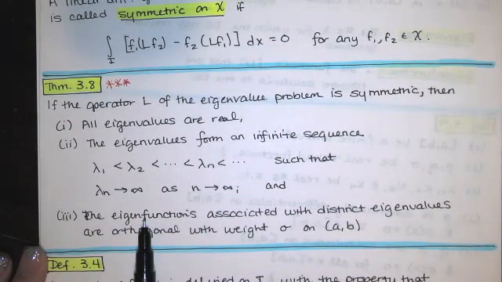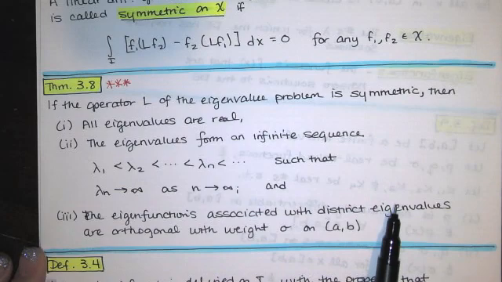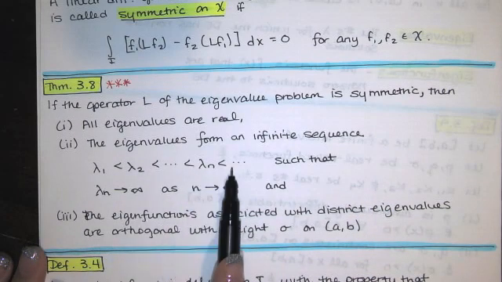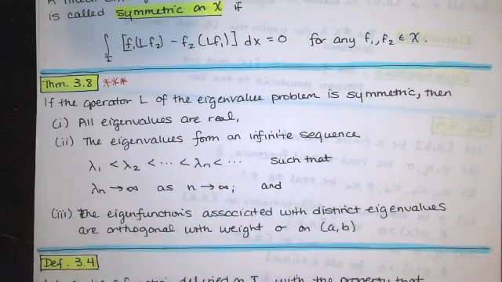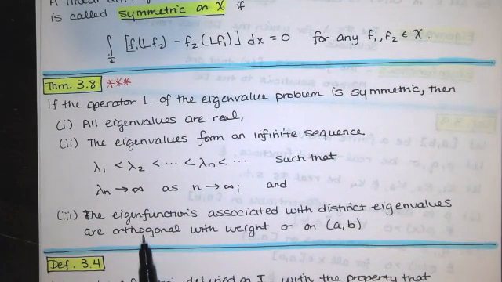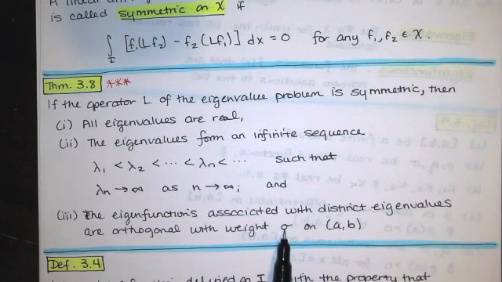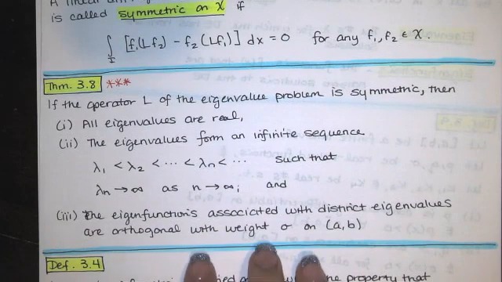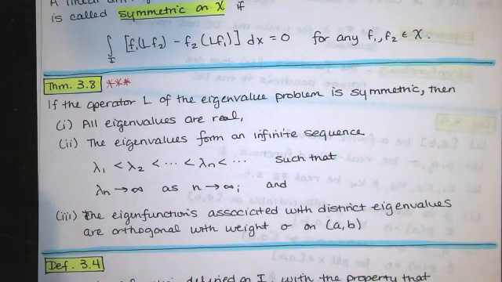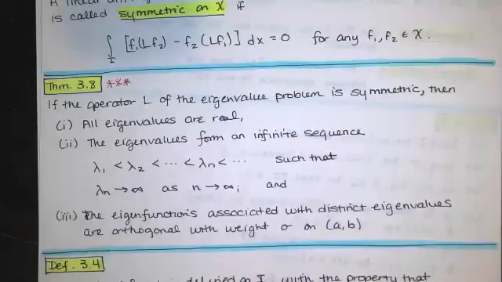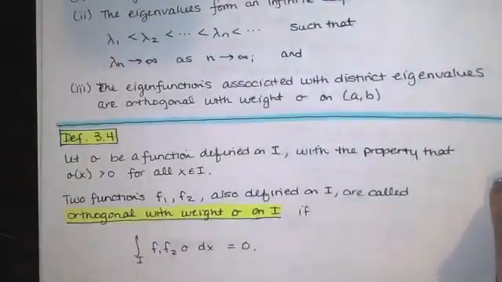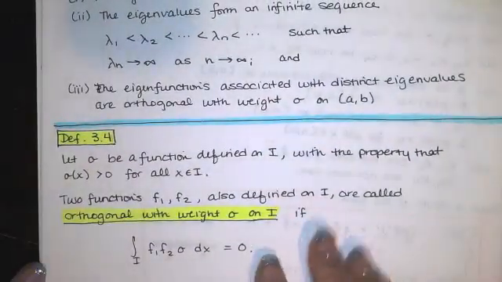And then the eigenfunctions associated with the distinct eigenvalues. So we've got infinitely many eigenvalues, which means we're going to have infinitely many eigenfunctions as well. They are orthogonal with weight sigma, and that sigma is the same sigma from the differential equation in our regular Sturm-Liouville problem setup. Those functions are orthogonal with weight sigma on the interval from A to B. And just as a reminder, this is what it means for our functions to be orthogonal.